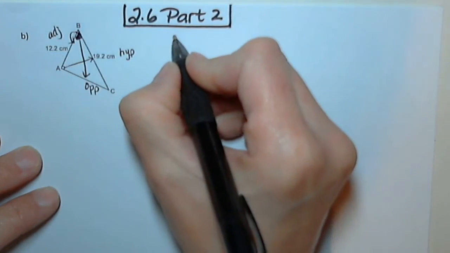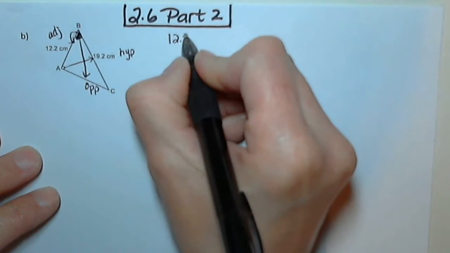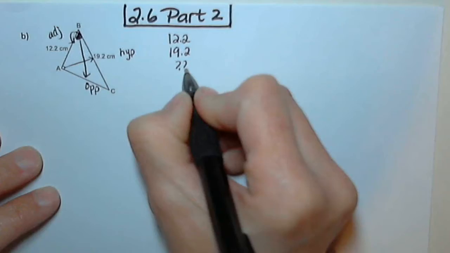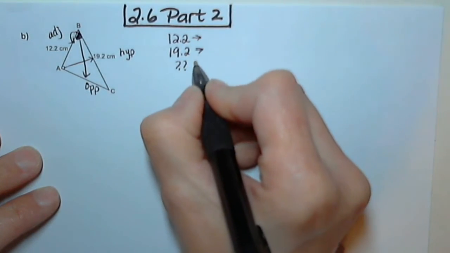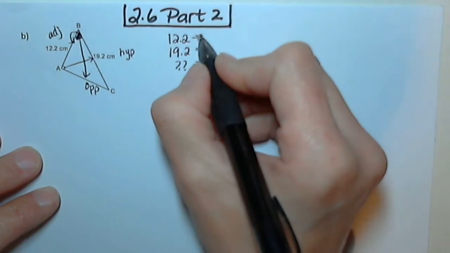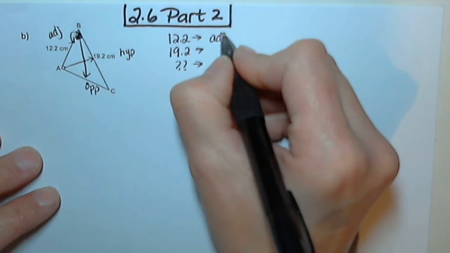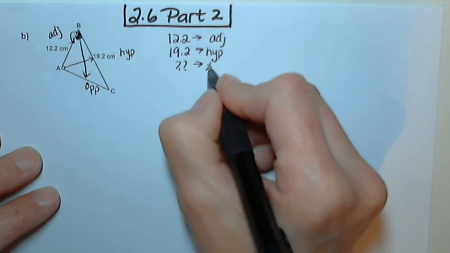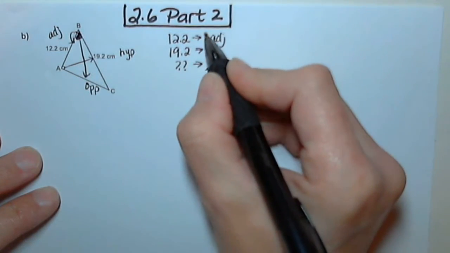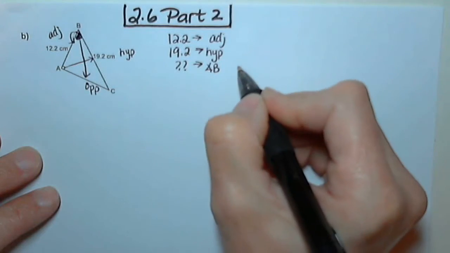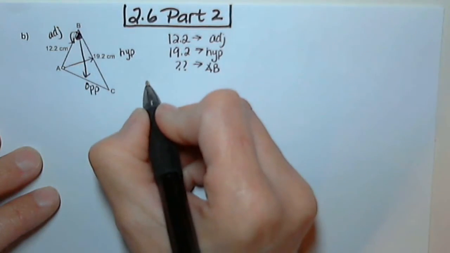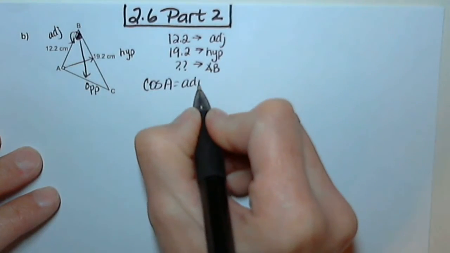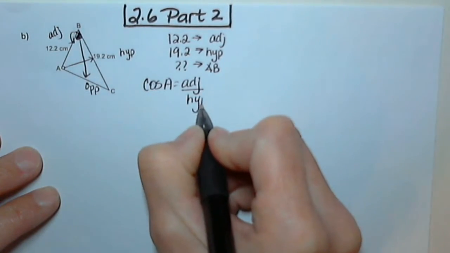I then make up my list on the side. First of all, starting with the two numbers that I know, 12.2 and 19.2, followed by a question mark of what I'm choosing to find first. The 12.2 is my adjacent side, the 19.2 is my hypotenuse, the question mark is angle B. I need to find a formula that has an adjacent, hypotenuse, and an angle in it, and that's cosine. The formula says the cosine of A is equal to the adjacent over the hypotenuse.